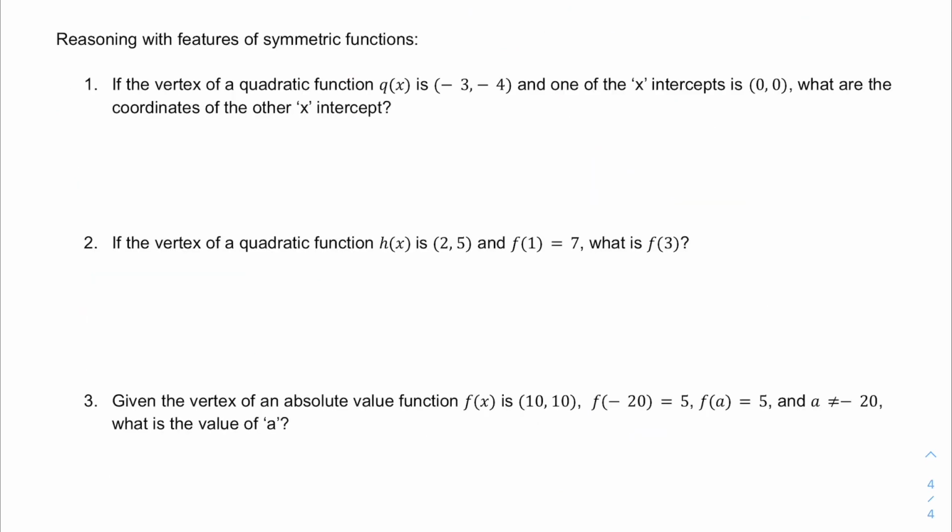Okay, and for the last section of the review packet, we're going to look at reasoning with some features of symmetric functions. So if we get the vertex of a quadratic function is at -3, -4, and one of the x-intercepts is 0, 0, how can we find the coordinates of the other x-intercept? So let's draw a little picture, help us visualize this situation.